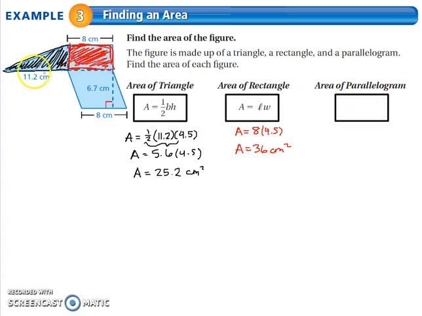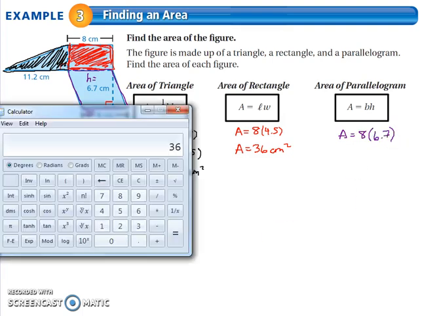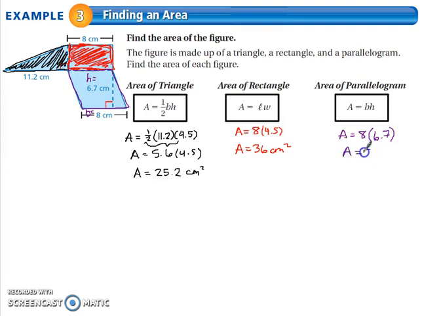The last thing I have to find is the parallelogram below. The formula for the area of a parallelogram is simply base times height. And again, base times height meet at a 90-degree angle. So this tells me that the base and the height of my parallelogram are 8 and 6.7. So to find the area of this shape, all I'm going to do is multiply 8 for my base and 6.7 for my height. So on a calculator, 8 times 6.7 gives me 53.6. So the area of the parallelogram is 53.6 square centimeters.